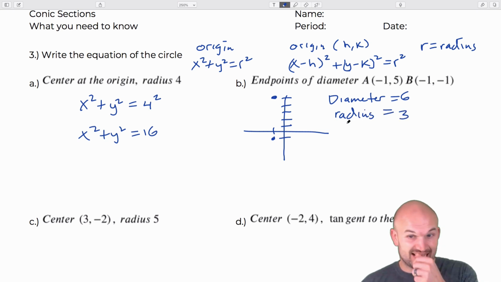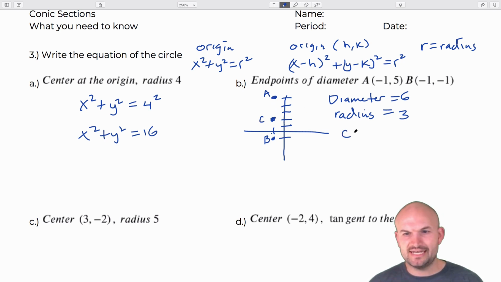So if the diameter is equal to 6, that means the radius is going to equal 3. Now, the other important thing we need to figure out is where is the center of the circle? Well, remember, the center is going to be the midpoint of the diameter. So we could use the midpoint formula, right? But since I plotted this, here is B, here's A, I can just see this midpoint is going to be 1, 2, 3, 1, 2, 3. So I can say there is going to be my center.